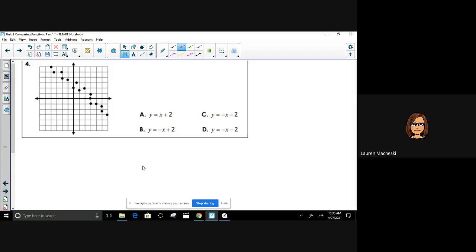Anyone know what form number 6 is in? See all your options on number 6? They look different, right? They're not in slope intercept, right? Anybody remember what form that is? Standard form? Yeah. That is standard form. I'm going to help you cheat on that one and use the calculator.